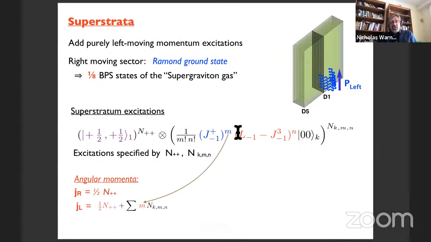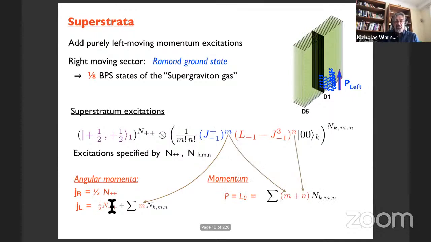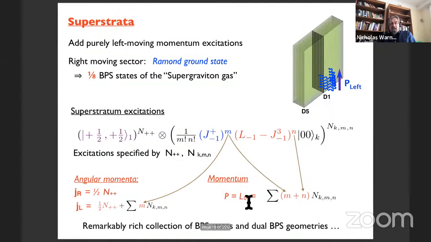Now, these excitations, when you start doing them, the M quantum number with the plus cranks up the left-handed angular momentum, or somebody's book the right-hand, no, this is left-handed. And similarly, this M here combined with a -1 and the N here combined with a -1 cranks up the momentum charge, which is the L0 eigenvalue of the conformal field theory. And these things are remarkably rich sets of states in the collection of BPS geometries, and we'll talk much more about what they actually entail.